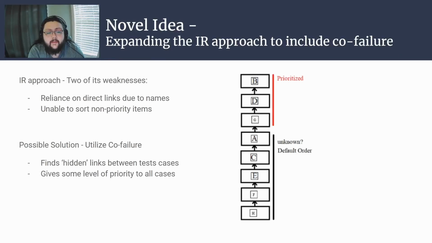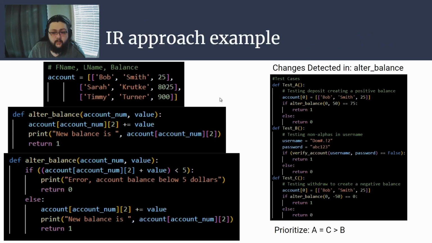Now I'm going to go over our novel idea, which is expanding the IR approach to include co-failure. First, let's take a look at the IR approach and two of its weaknesses. The first is the reliance on direct links due to names. That's where we use the consistent naming conventions in order to find the location of changes in the system and test cases that are related to those changes. Just as a reminder, this is what I'm talking about, where here we made a change in alter balance, and then we found all the test cases that involve that function.